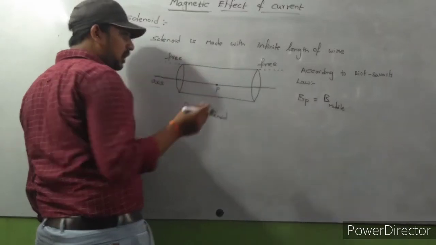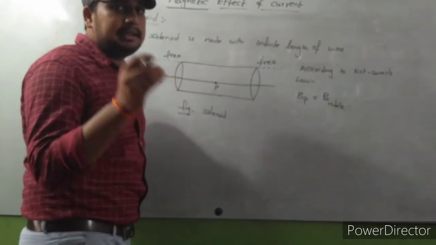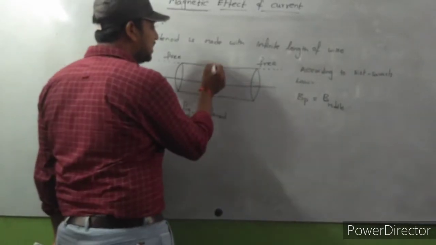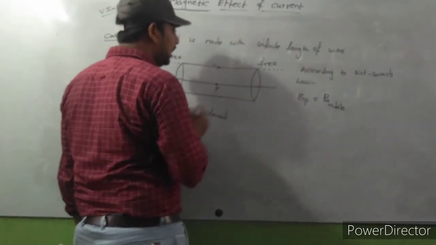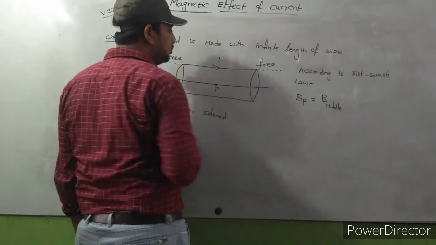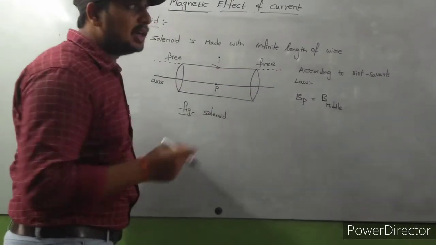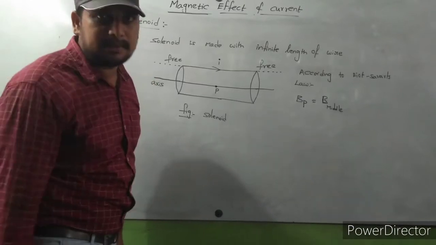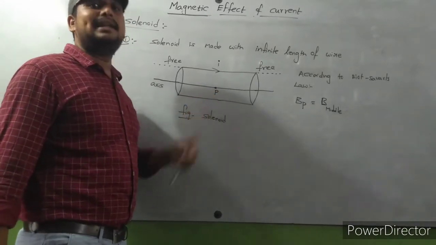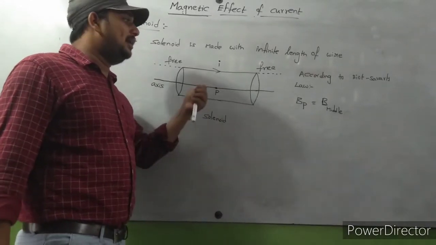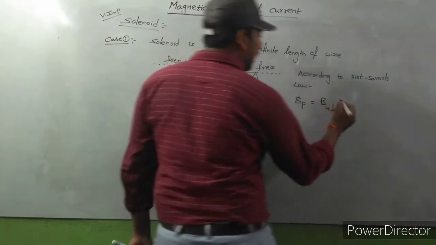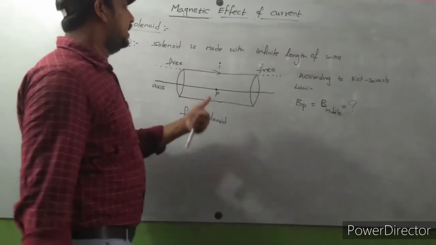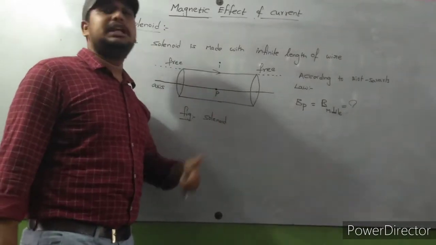You know already, whenever current is passing through the solenoid, definitely it will produce a magnetic field. For example, here the current is passing through this solenoid. So let I be the current passing through this solenoid. Whenever current is passing through a conductor, definitely it will produce a magnetic field. That magnetic field is acting on P. So we need to find the magnetic field at P, the magnetic field at the middle. That means the point lies at the middle, not here.